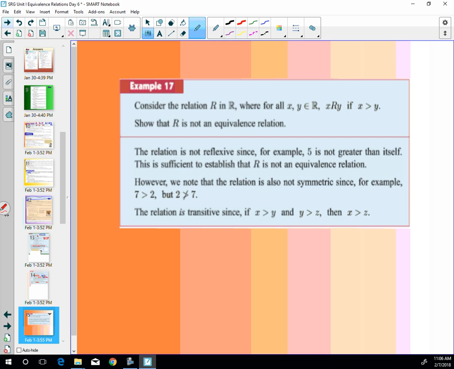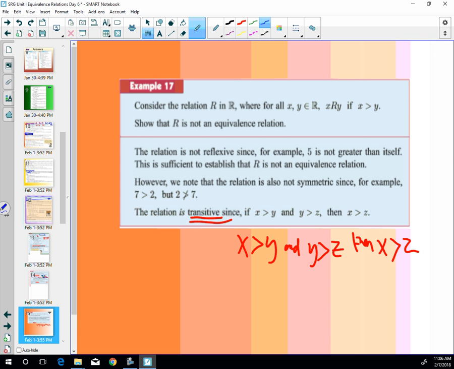Let's try one where it doesn't work. Consider this one, x greater than y. Show that R is not an equivalence relation. Let's go right down to transitive. If x is greater than y and y is greater than z, will x be greater than z? Yes. No problem. So transitive, you've got it going.